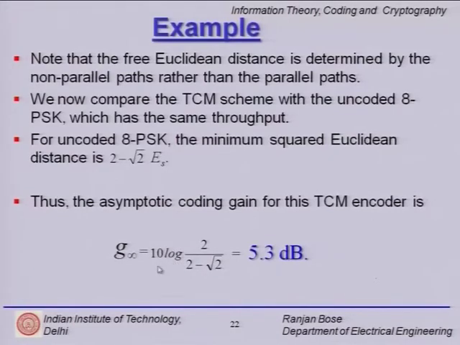and this is 10 times log to the base 10. So, it gives you a whopping 5.3 dB coding gain. So, that complicated looking trellis also gave us a pretty good asymptotic coding gain. If you remember, in electrical engineering, even a coding gain of 3 dB is worth looking into. Now, here we have 5.3 dB asymptotic coding gain. So, this is really a very good design. It is a good example of a rate 3/4 convolutional encoder coupled with the natural mapper.